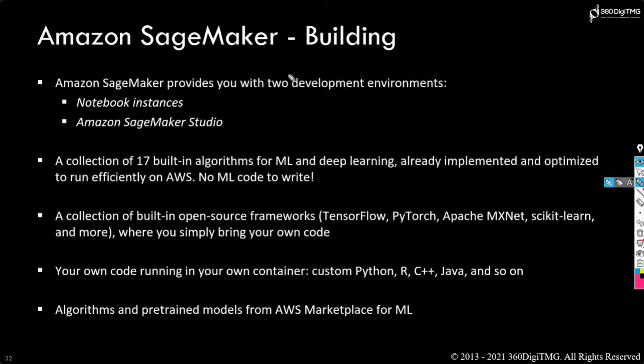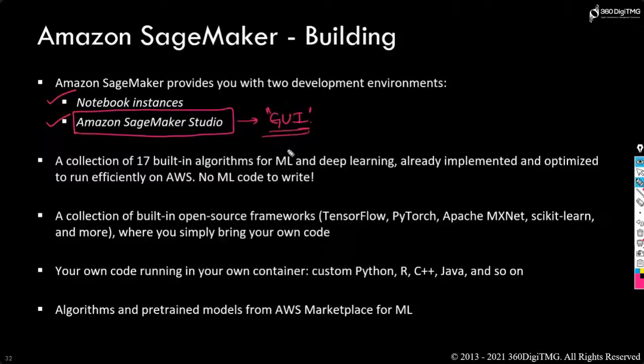There are two development environments. One is notebook instance, another is Amazon SageMaker Studio. We'll be focusing on this because this is a graphical user interface. Okay, it has a GUI. That's how you pronounce it. So you can just explore the various menu-driven options and jump in.